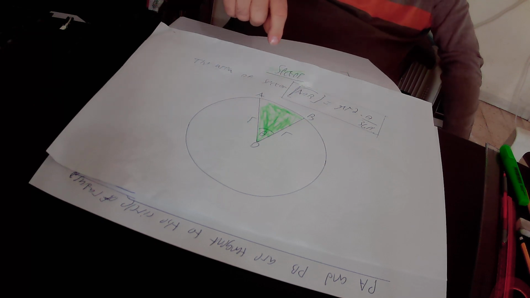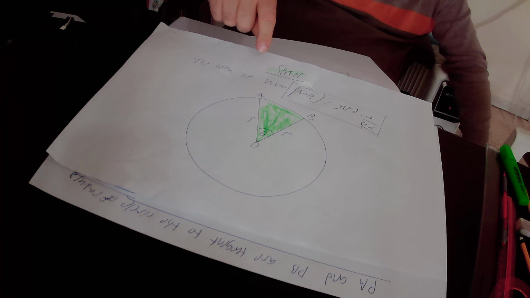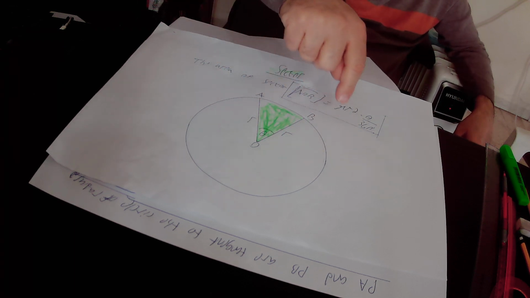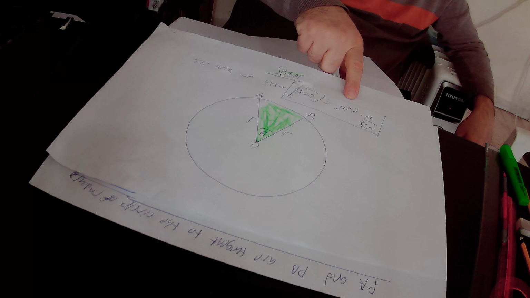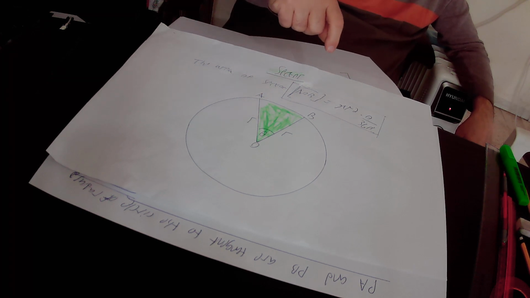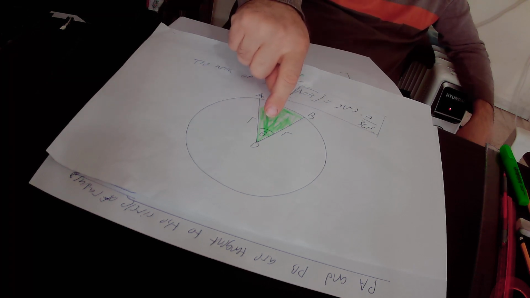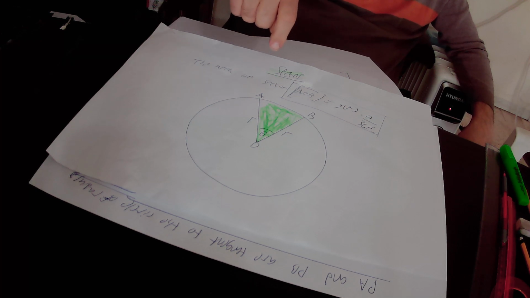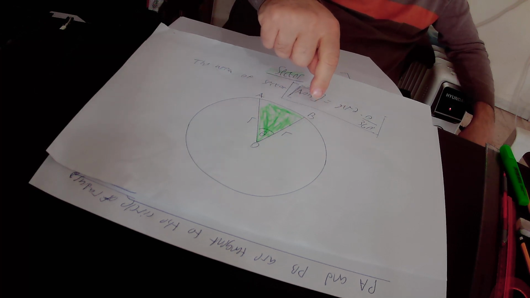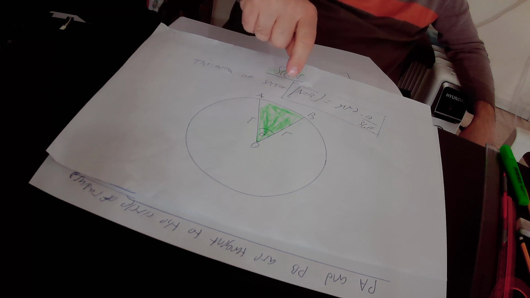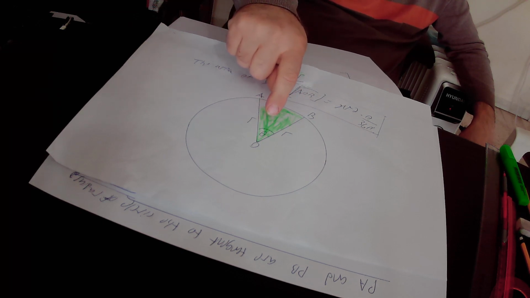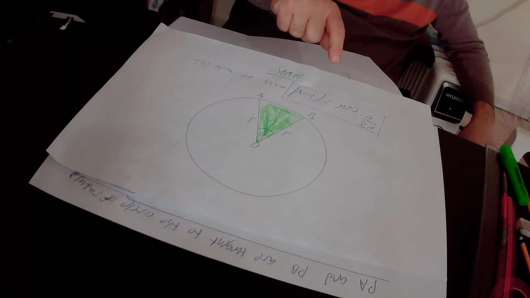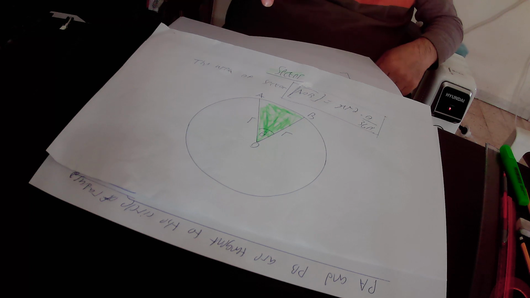So what is the area of the green sector AOB? The area of sector AOB equals the area of the circle that contains the sector, that is pi r squared because the radius is r, times the angle between the legs of this sector, theta, over 360 degrees. Repeat again: pi r squared times theta over 360 degrees is the area of sector AOB.